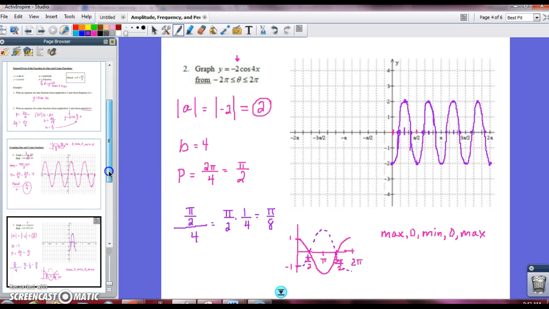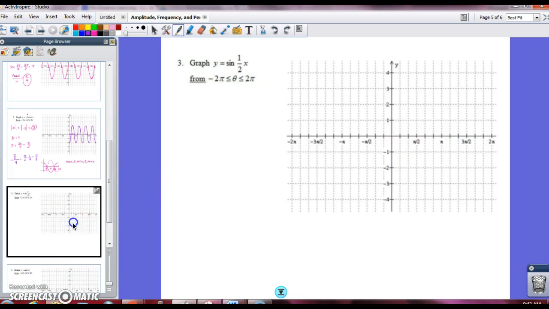Okay, let's look at the next one. The next one, we're graphing y equals sine of 1/2 x. So our amplitude here is just 1. Notice there's nothing written in front of my trig function, so my amplitude is 1.